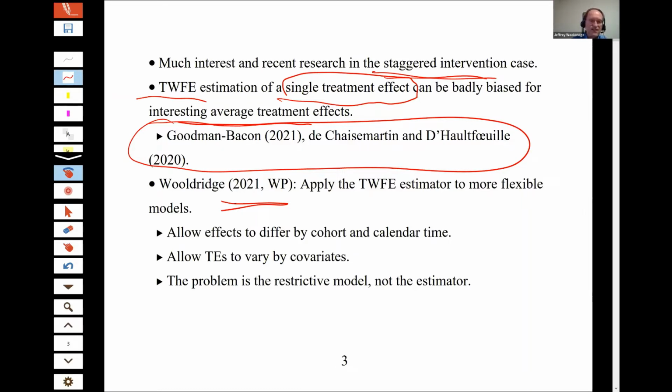Okay, with a talk like this, I'm kind of leaving out the practical implementation just to try to show you where I think the literature is and where it might be going. So what I show in my recent research is that to blame this on an estimator, which we call the two-way fixed effects estimator, is really incorrect. And the real problem is that the estimator is being applied to a model which is too restrictive.